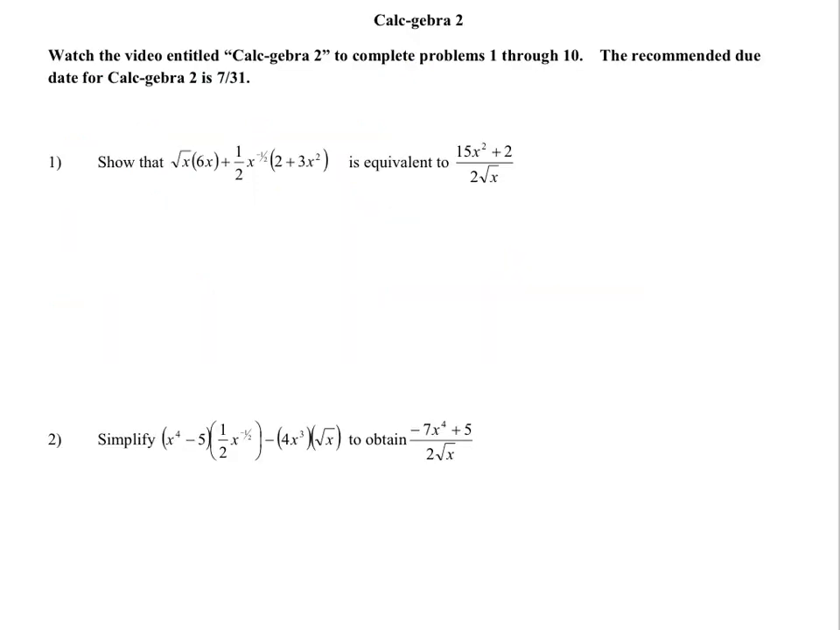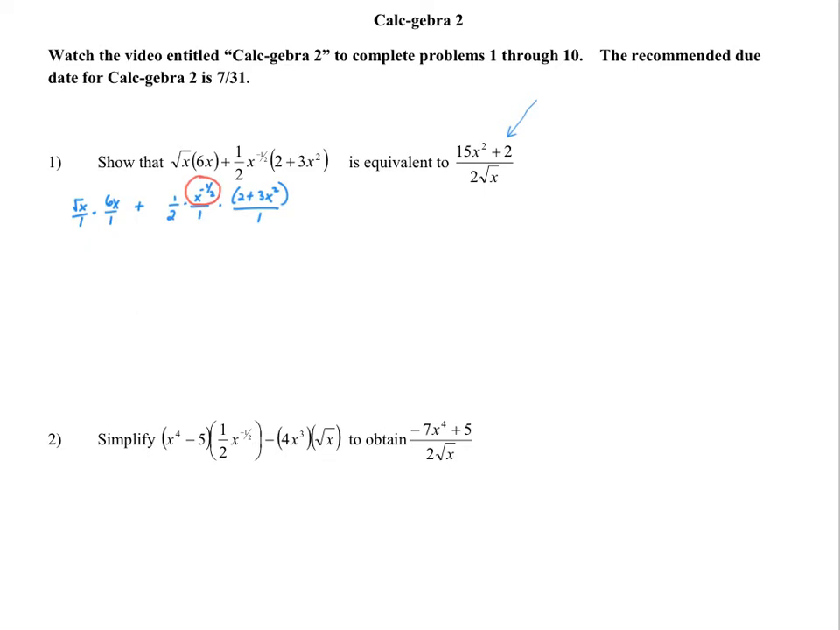Okay, number 1. It says show that the square root of x times 6x plus 1/2 times x to the negative 1/2 times the quantity 2 plus 3x squared is equivalent to this. First, it might be helpful to rewrite our expression so that we have denominators. So that's why I put everything over 1. Next, I'm noticing that we can rewrite x to the negative 1/2. So we can throw that into the denominator and make the exponent positive.